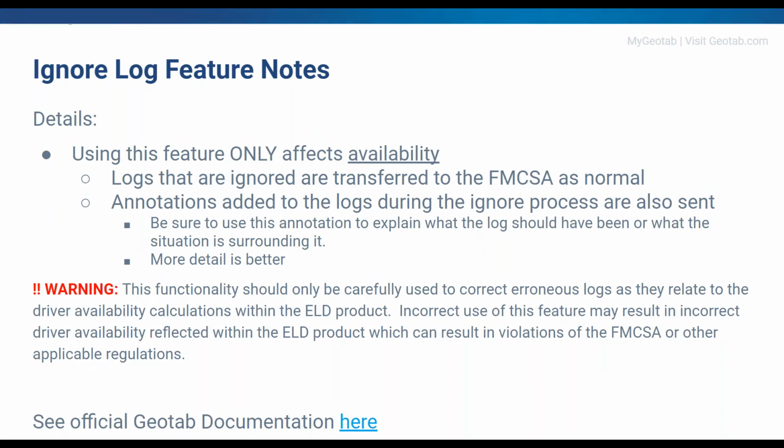So the driver will have to, again, say, hey, I forgot to use the yard move button. And the FMCSA side might show a violation somewhere because it's calculating it as drive. The officer is going to have to manually do the calculations for that particular day. And that's been the same way that it's been forever. That's why those annotations that you have to put in when you do the ignore are really important. Make sure that annotation explains what the heck it is that you're trying to correct, because the more detail you give to the officer via that annotation piece, the better.